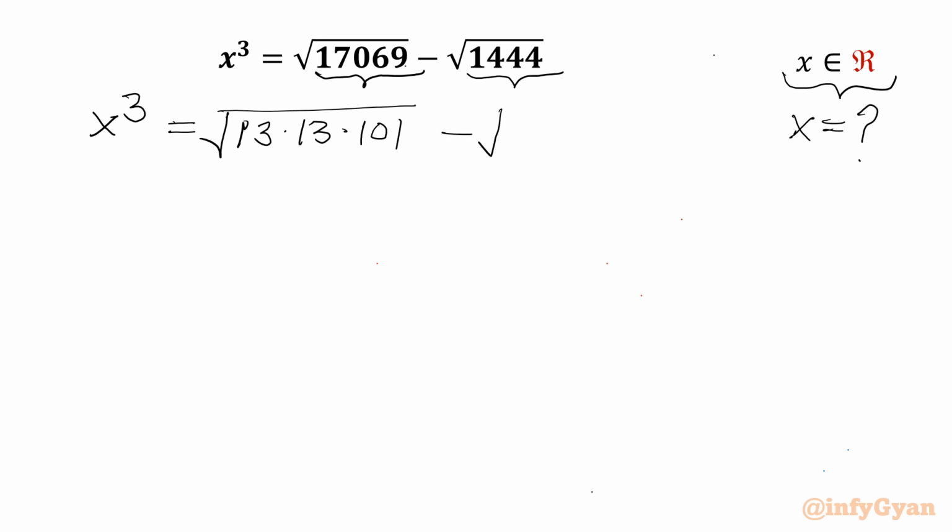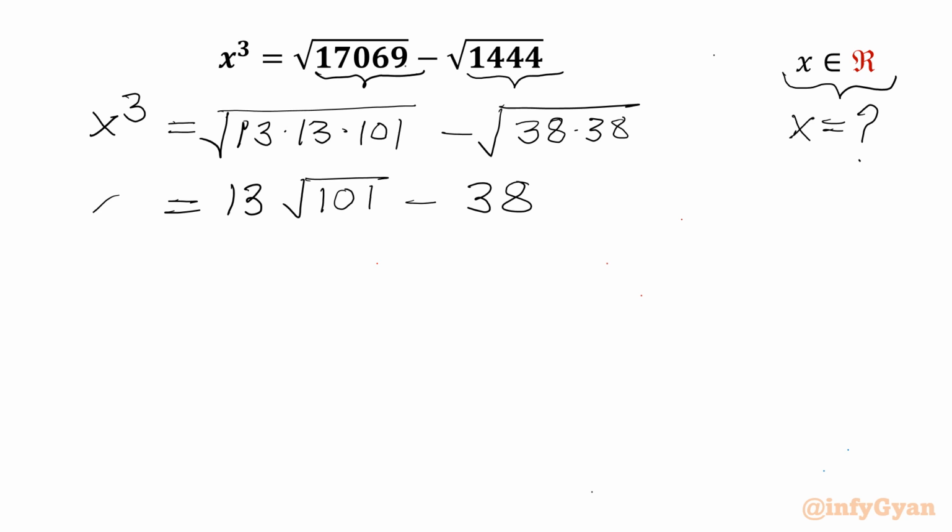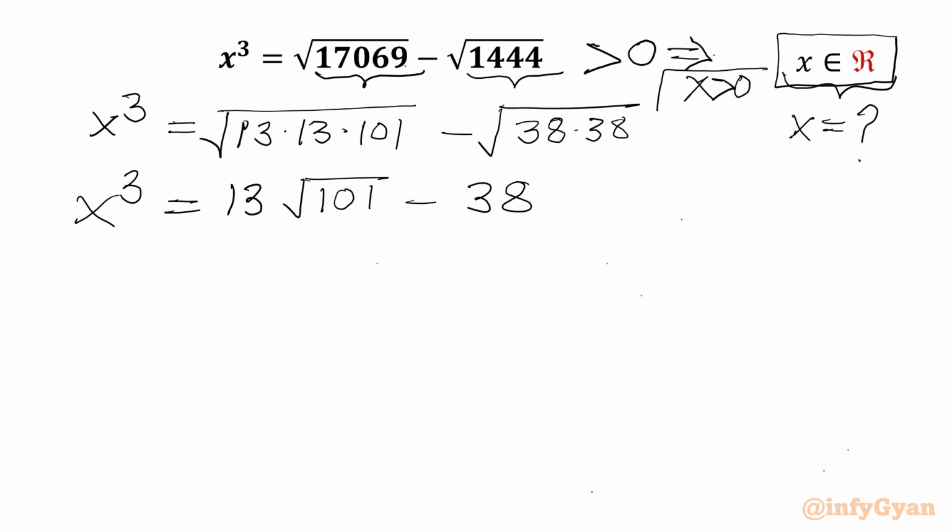minus 1444, 38 times 38. So this we can write 13 times square root 101 minus 38. This is equal to x cube, and x cube is positive. So for real values of x, we can write x must be positive. We will reject those values of x where x is negative.